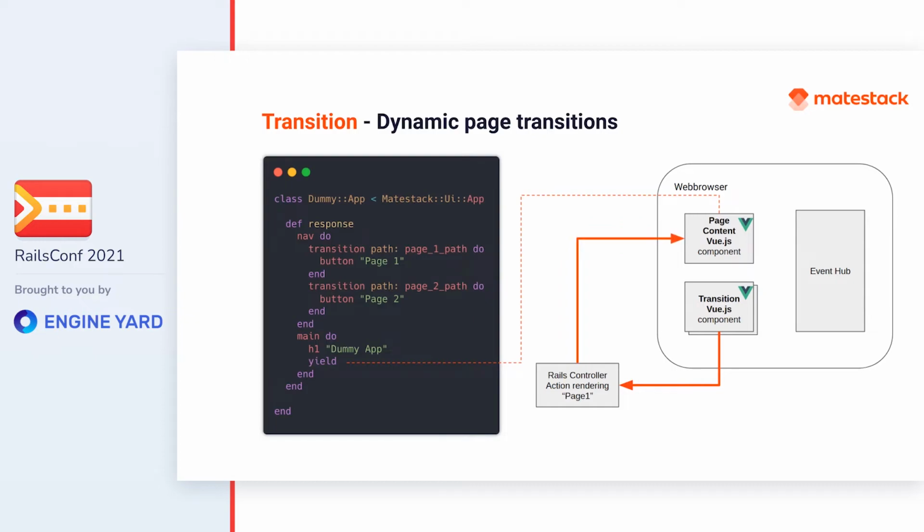This HTML is then shipped back to the browser and will be picked up by the page content Vue.js component, which then switches the current page with the new one coming from the server. The rest of the layout stays untouched. The transition may also emit events, telling other components to react to page transition events.